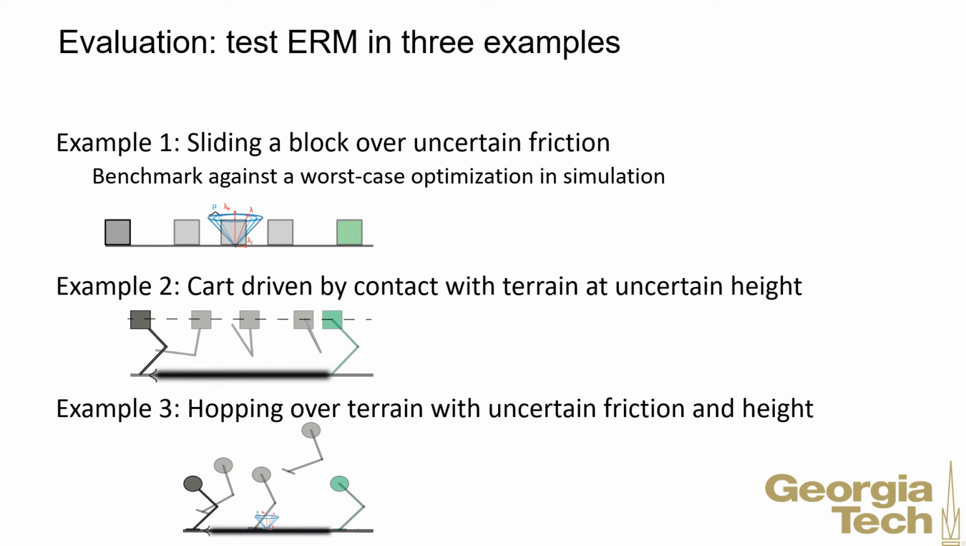We tested our ERM approach in 3 examples: sliding a block over terrain with an uncertain friction coefficient, propelling a cart forward by making contact with the ground at an uncertain terrain height, and finally a hopper traversing terrain with an uncertain terrain height and an uncertain friction coefficient.